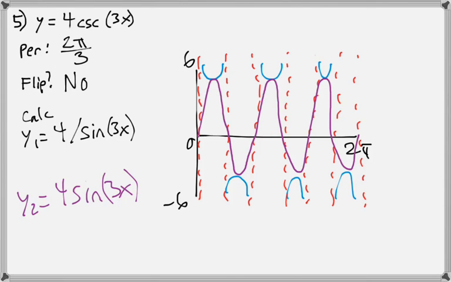so the tops and bottoms of the sine function hit the tops and bottoms of the cosecant function. Every place that the sine function crosses the axis, that's actually where the vertical asymptotes of the cosecant are. So they are very much related.